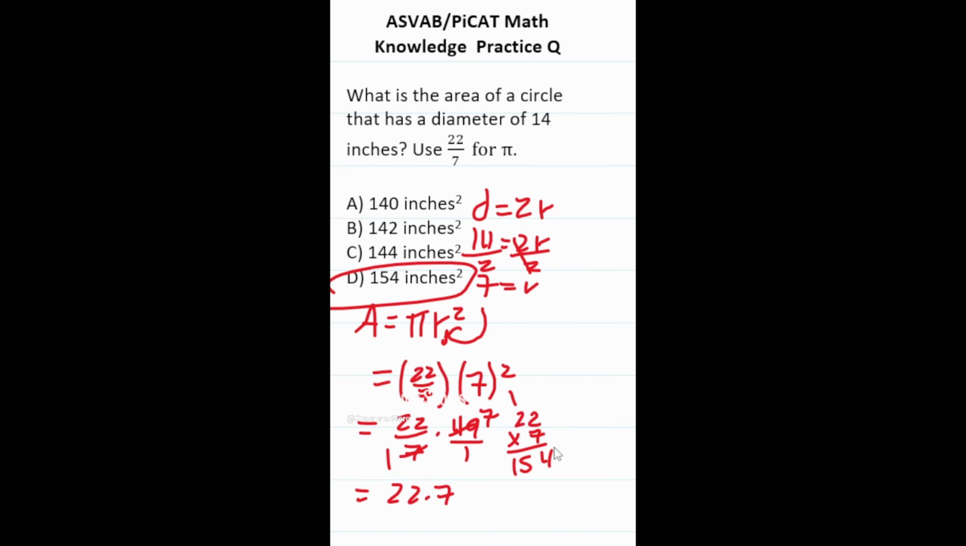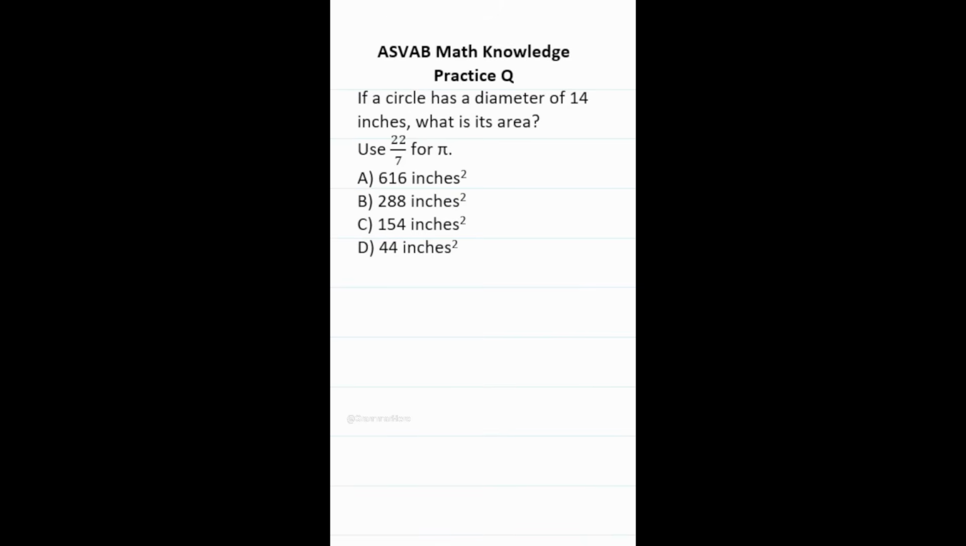For this math knowledge practice test question for the ASVAB and PiCAT, we have to find the area of a circle that has a diameter of 14 inches, and we're told to use 22 over 7 for pi. So we have to know this formula: area equals pi times the radius squared. In addition, we're only given the diameter of this circle, not its radius. We're going to need the radius, so we have to know that the diameter of a circle is 2 times as big as its radius. That is d equals 2r.